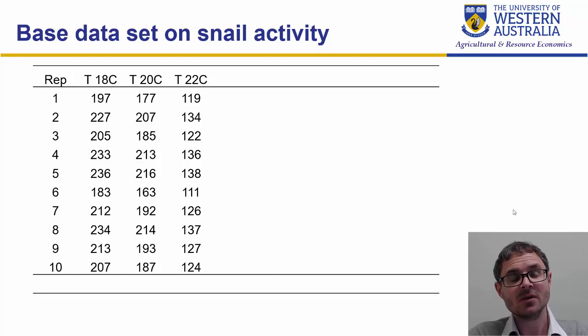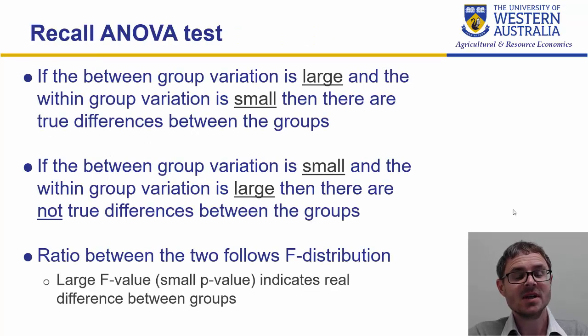So what would I do? Well, if I was in the parametric world, I would use the ANOVA test. So let's just recall the ANOVA test. With the ANOVA test, we look at the variation between the groups and we look at the variation within the groups. We look at the ratio of those two values, and we say that this ratio follows an F distribution.